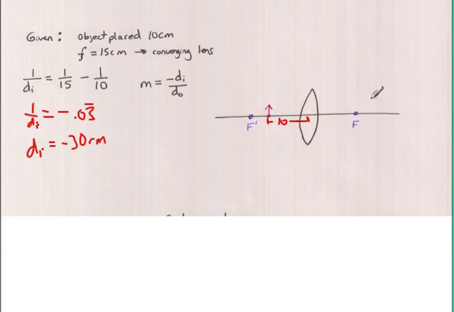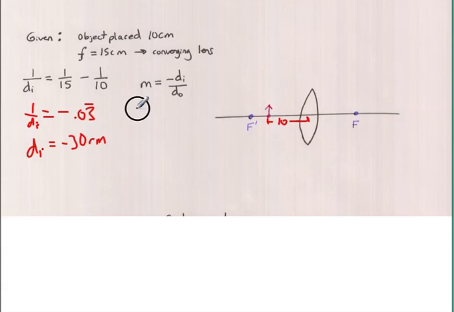So since it's negative, that means it's going to be on this side. Okay, so let's do the other one now. Well, actually, does that mean it's going to be on that side? I guess I got ahead of myself. This isn't a mirror; it's a lens. So let's finish here. So let's do the magnification.